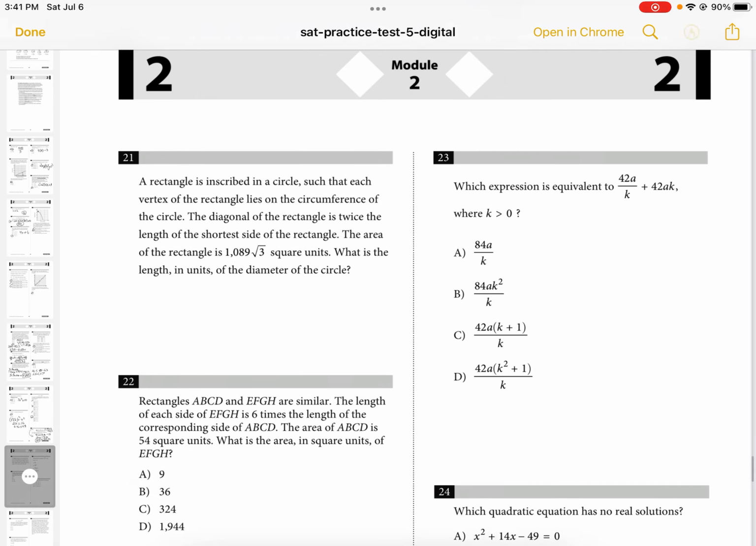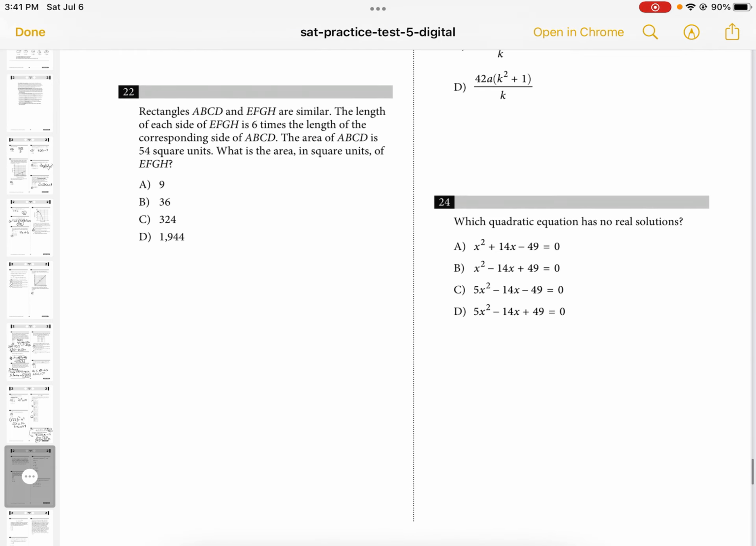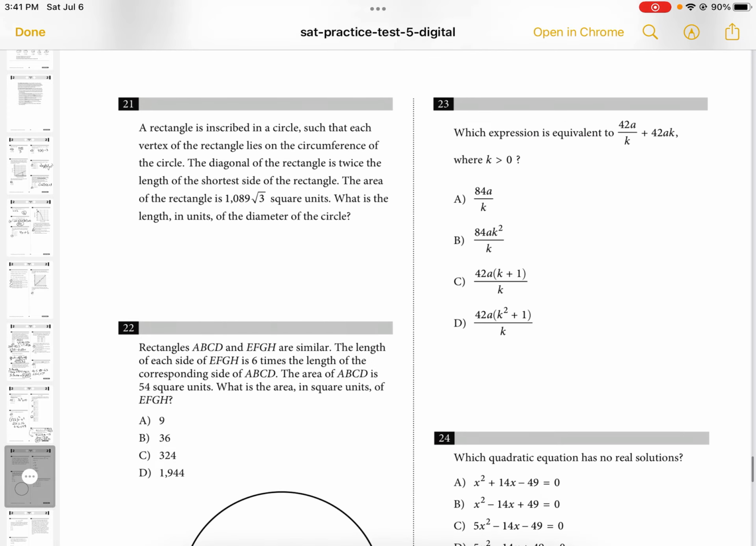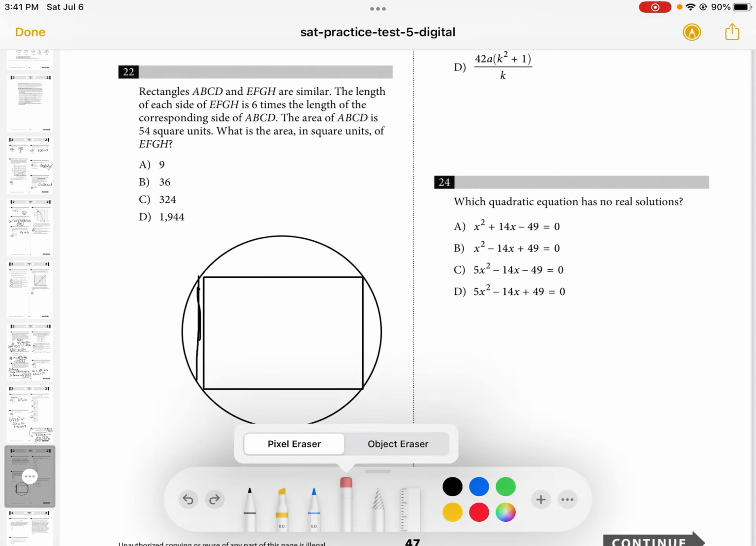Okay, so let's see. Do we have a bit more space at the bottom? Yeah, I want to draw the circle here because we have more space. All right, so we have the circle and we have a rectangle inscribed in it. Something like that, yeah? Let me get rid of that line right there. Yeah, okay.